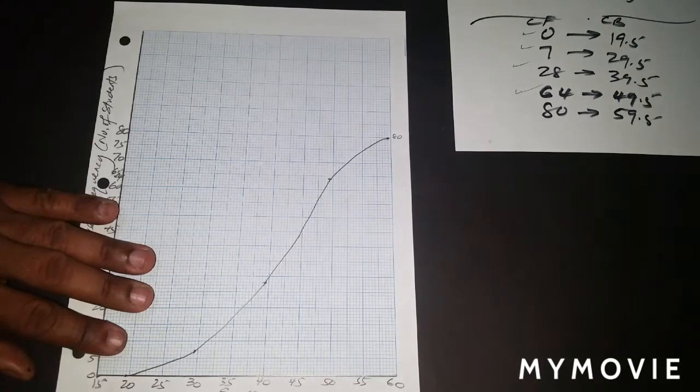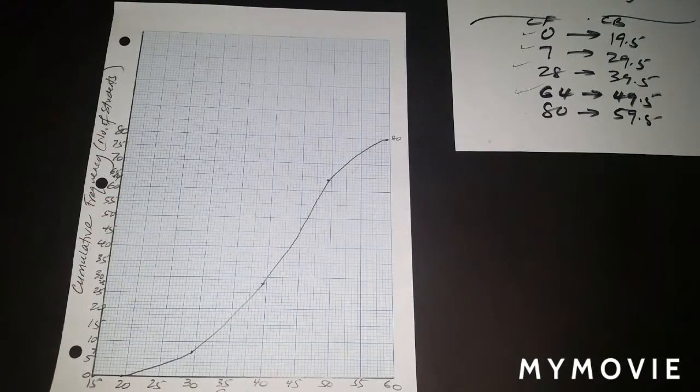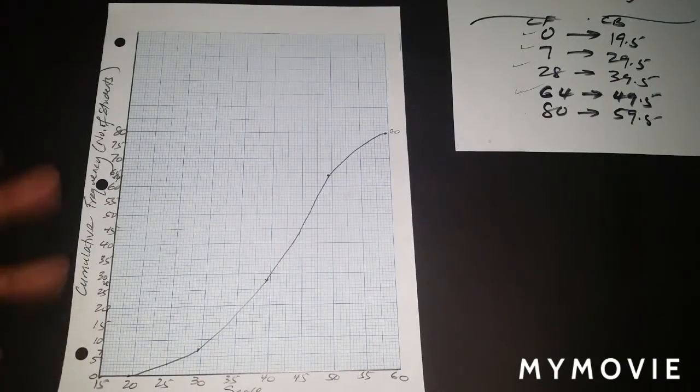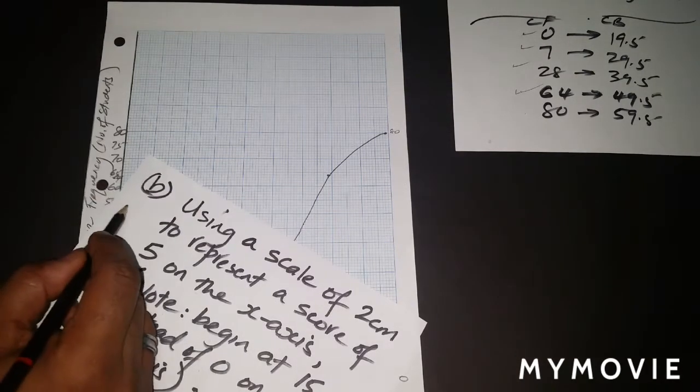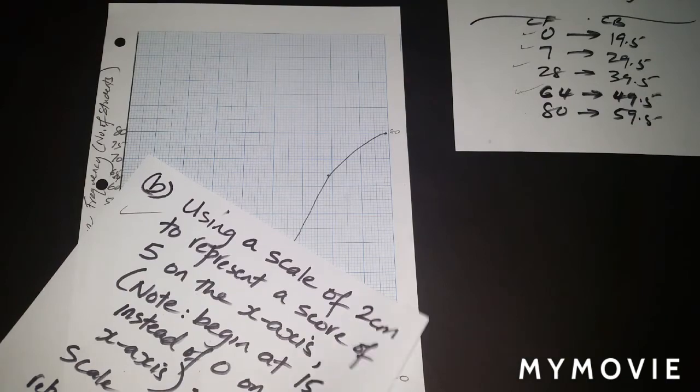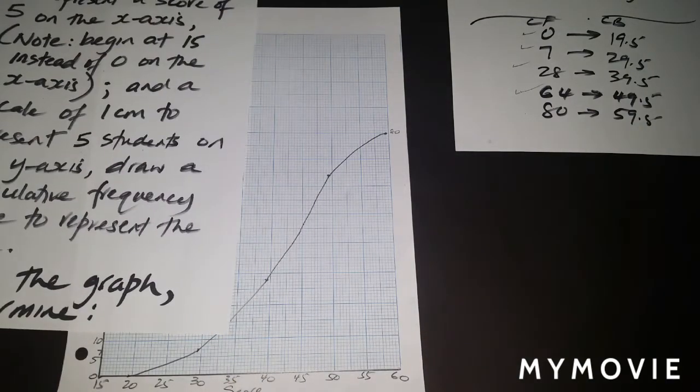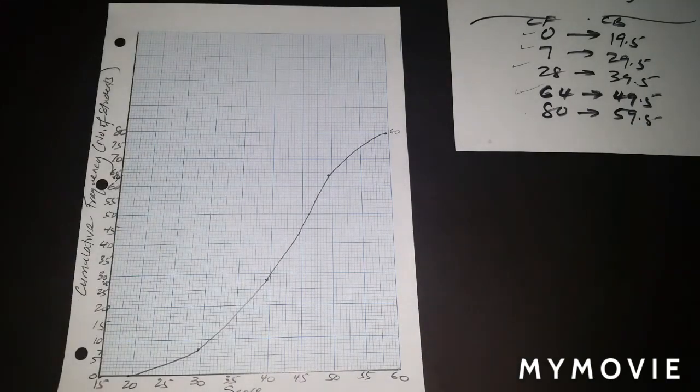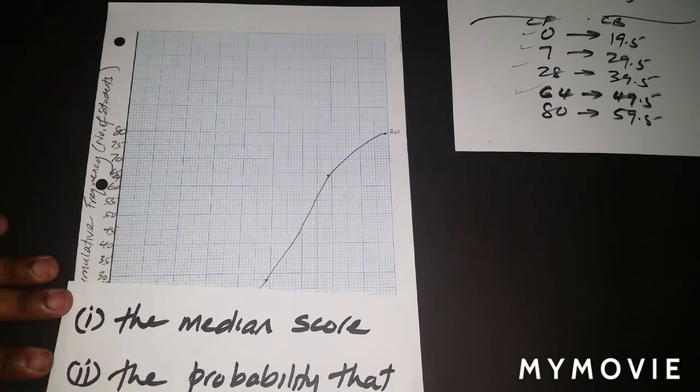All right, not bad. So we should try as best as possible to get the curve going through the point. So anyway, we have the cumulative frequency curve, and that's a good thing. All right, so part B is out of the way. So I'm finished with that. So part C now says, using the graph determine the median score.